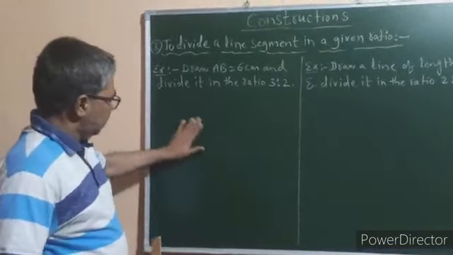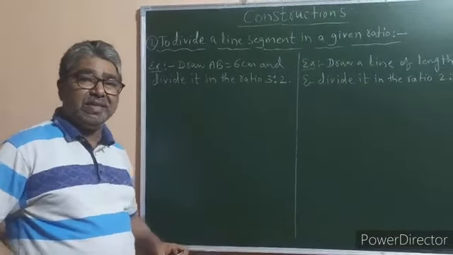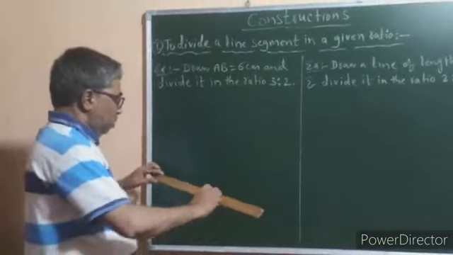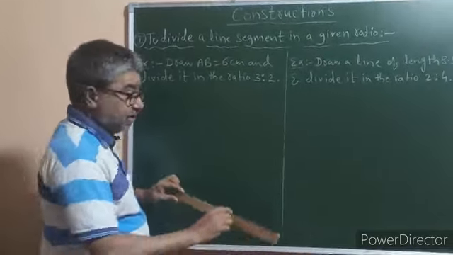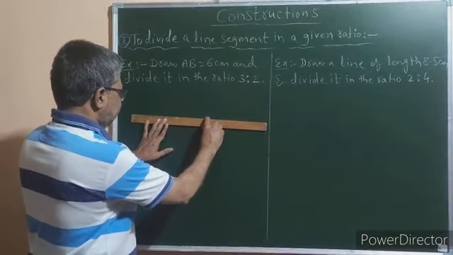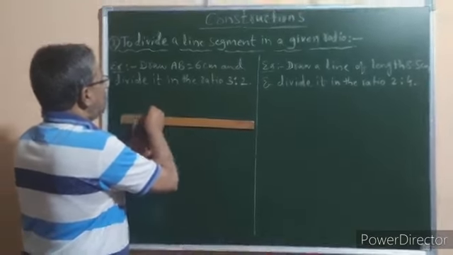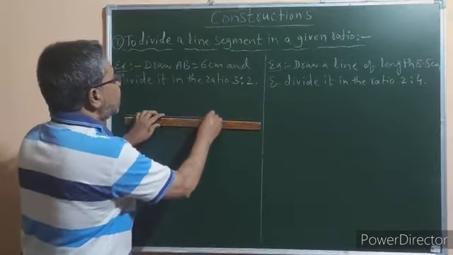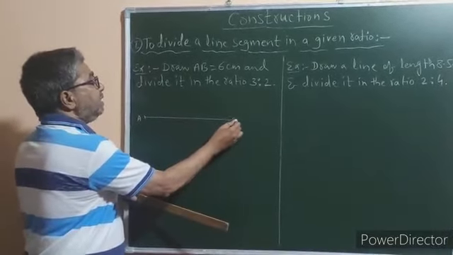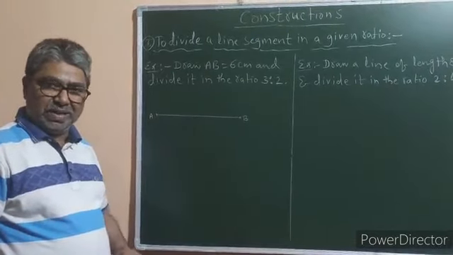So let us construct it. Let us divide the line segment measuring 6 centimeter in the given ratio 3:2. So first of all, the first step towards the construction is you have to draw a line segment measuring 6 centimeter. So draw a line segment measuring 6 centimeter and call this line AB. So this is the first step towards the construction.